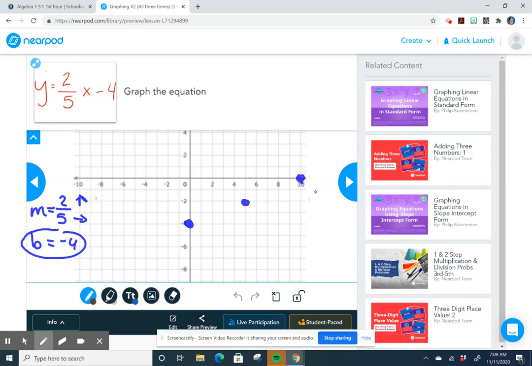Now the opposite of up and to the right would be down 2 and then left 5. And once again, connect the points the best that you can all the way through the graph with the arrows on the end.